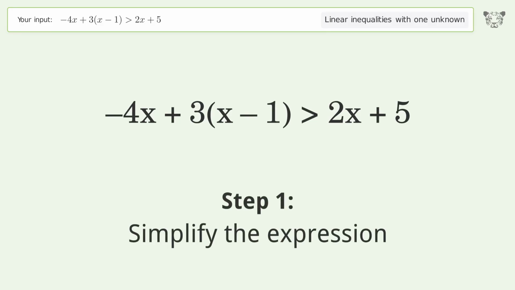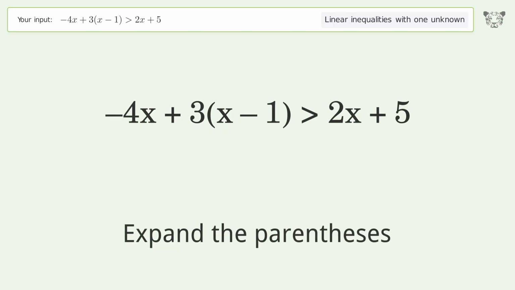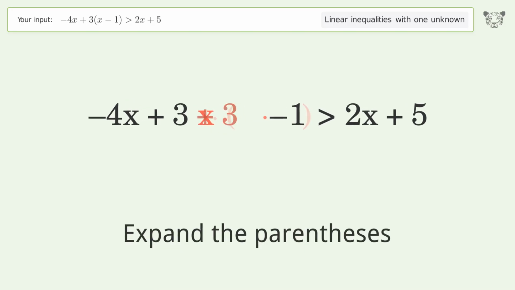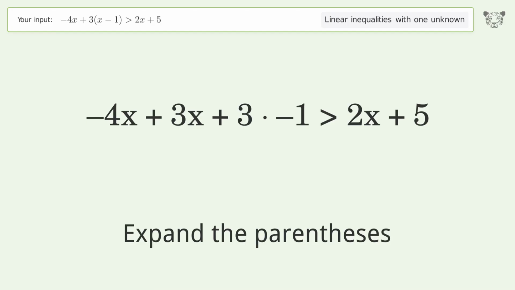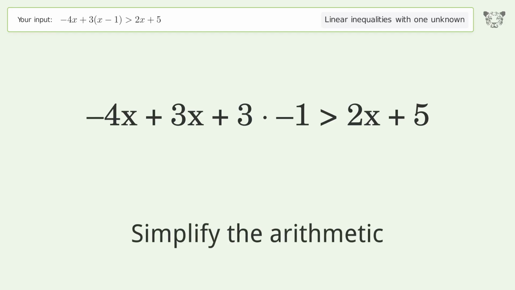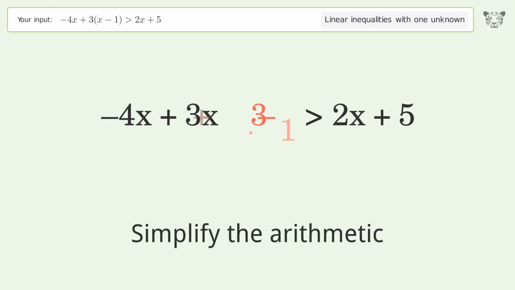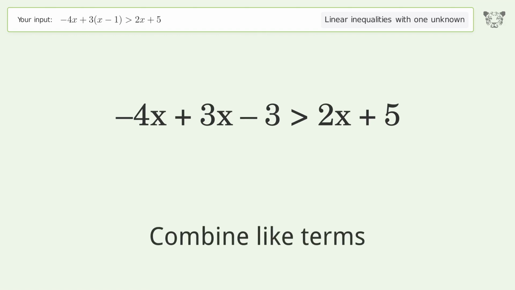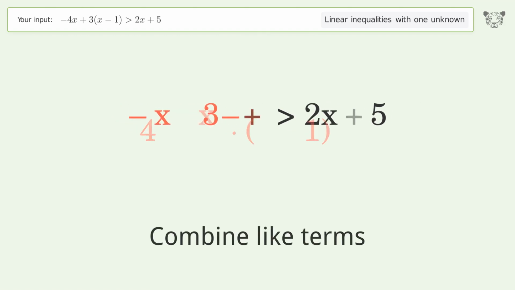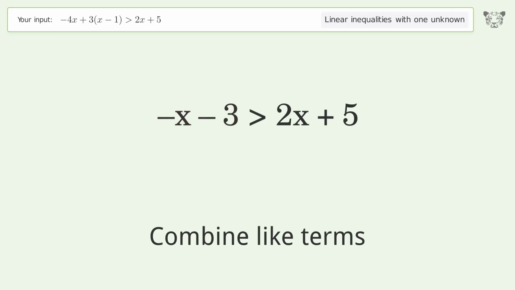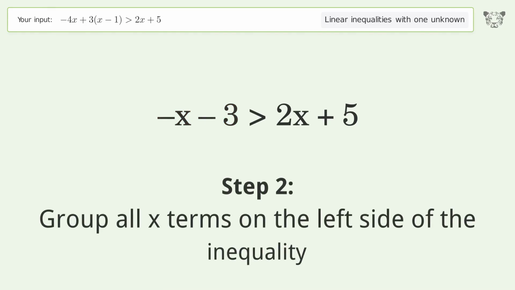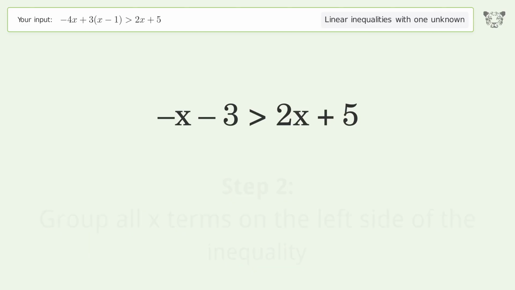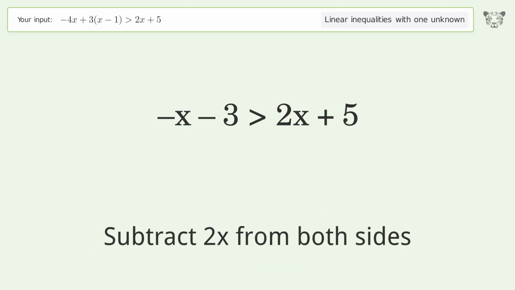Simplify the expression. Expand the parentheses. Simplify the arithmetic. Combine like terms. Group all x terms on the left side of the inequality. Subtract 2x from both sides.